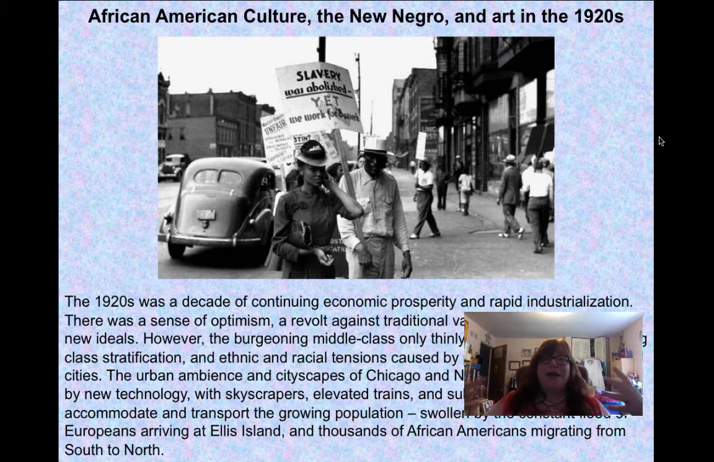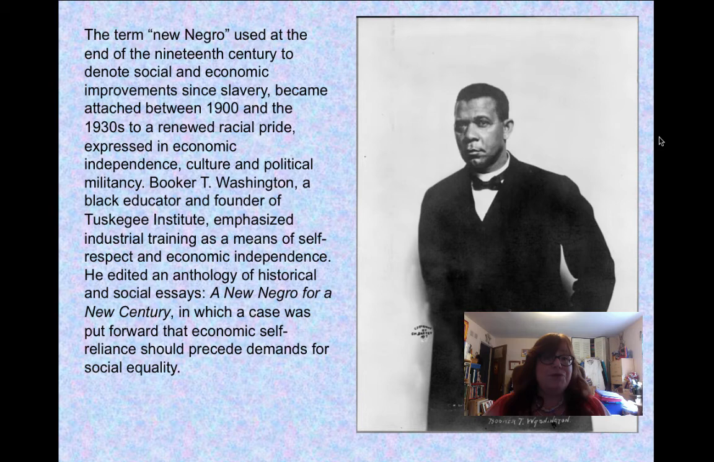So we also have in the 1920s the growth of African American culture and this idea of the New Negro. So this was a decade of continued economic prosperity, rapid industrialization. There was a sense of optimism. We also have at this time what becomes known as the Great Migration, which I will get to in a moment, trying to kind of get through all of this. There's a lot to talk about.